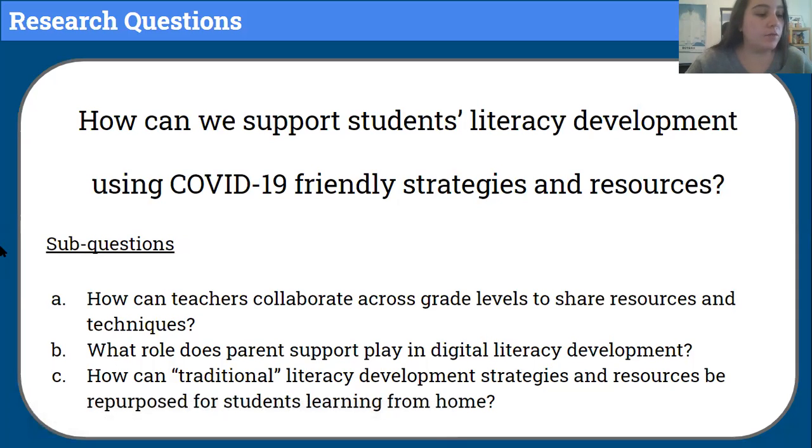So my main research question is how can we as teachers support students' literacy development using COVID-19 friendly strategies and resources? I have 3 sub-questions for this inquiry, and they are: how can teachers collaborate across grade levels to share resources and techniques? What role does parent support play in digital literacy development? And how can traditional literacy development strategies and resources be repurposed for students learning from home?